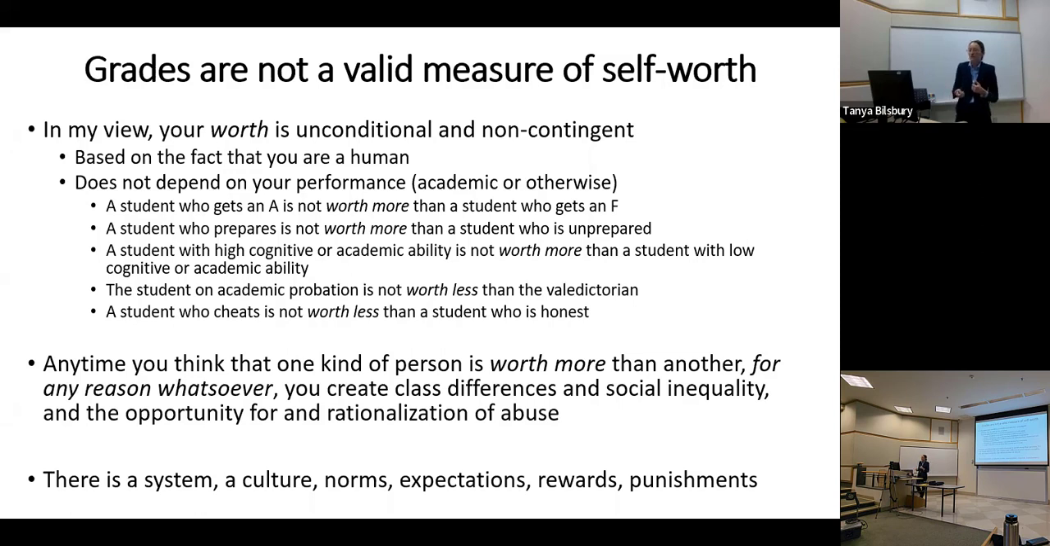And a student with high cognitive or academic ability is not worth more than a student with low cognitive or academic ability. And sometimes that just means different cognitive or academic abilities that aren't recognized within the systems by which we evaluate what good and bad is. Okay, and so if you're on academic probation, you're not worth less than the valedictorian. The student who cheats is not worth less than the student who is honest. If you do cheat and I catch you, then there's consequences and processes, but I don't see that as impacting your worth in any way.